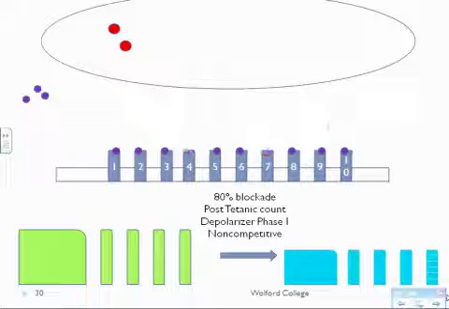This is an 80% blockade. So when you give somebody succinylcholine in a phase 1 block, you should see absolutely no fade at all. Okay? All right, so now let's go on to the next part.